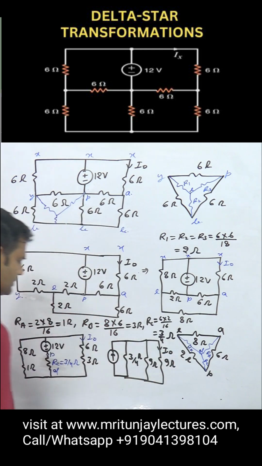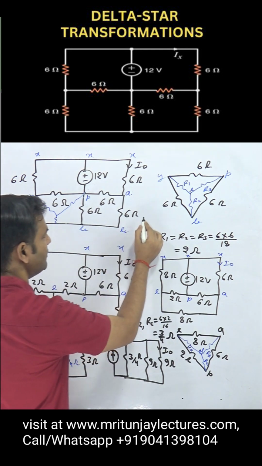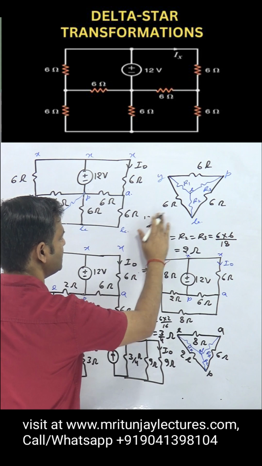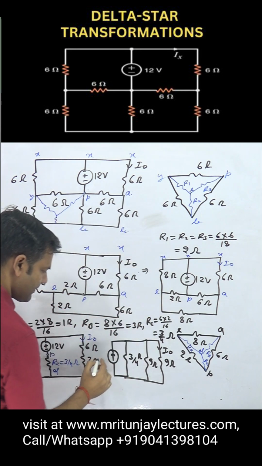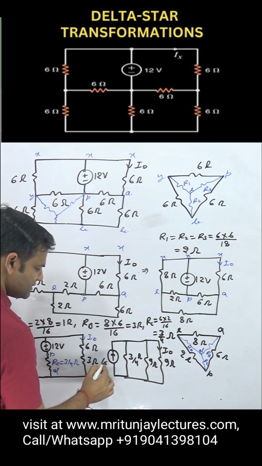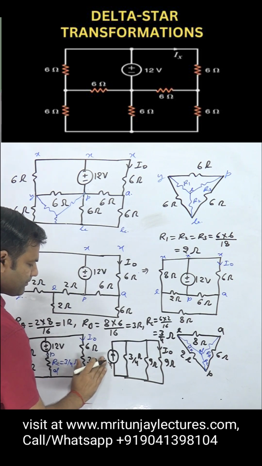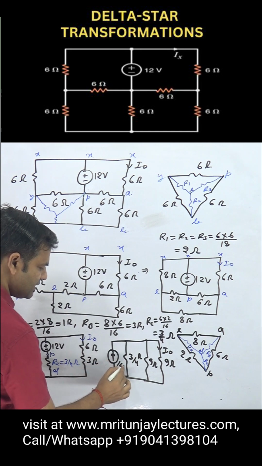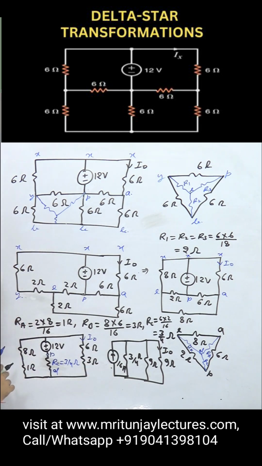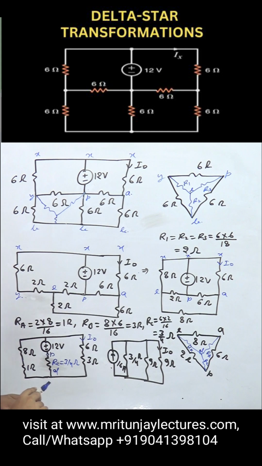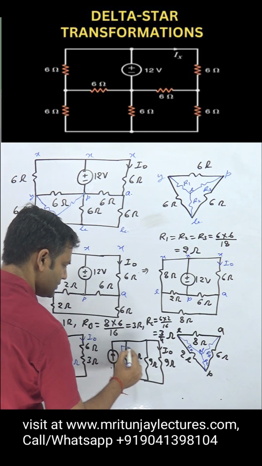here I naught. 12 divided by 3 by 4. That is 16. What about current? That is 16 ampere. Okay. So next target is our motive to determine I naught with the help of current division rule.